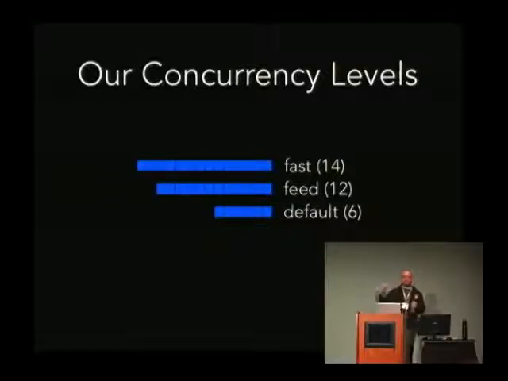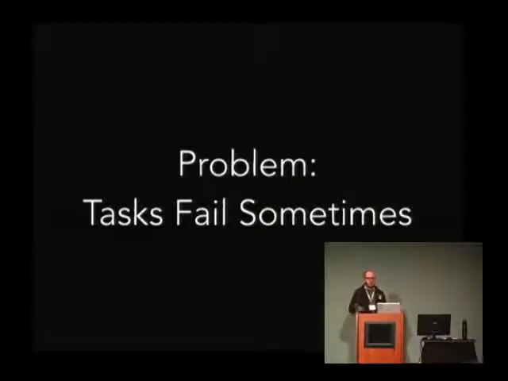Most stuff starts in default and gets promoted to fast as it gets proven out. I find that to be a really useful pattern. Our gevent stuff runs at a concurrency of 48, and that seems to work fairly well as well. Other problem: tasks fail sometimes, big surprise.